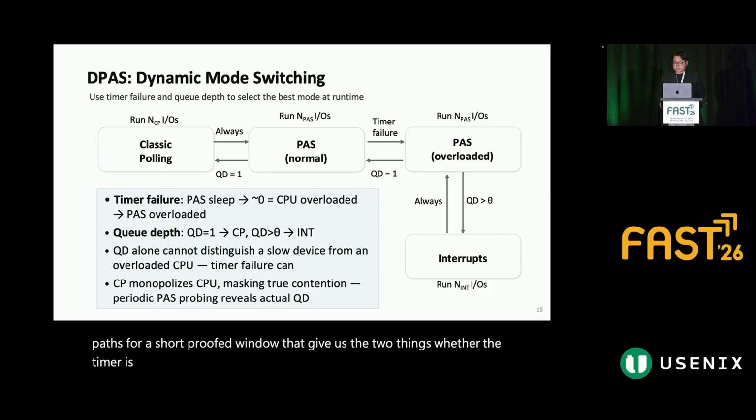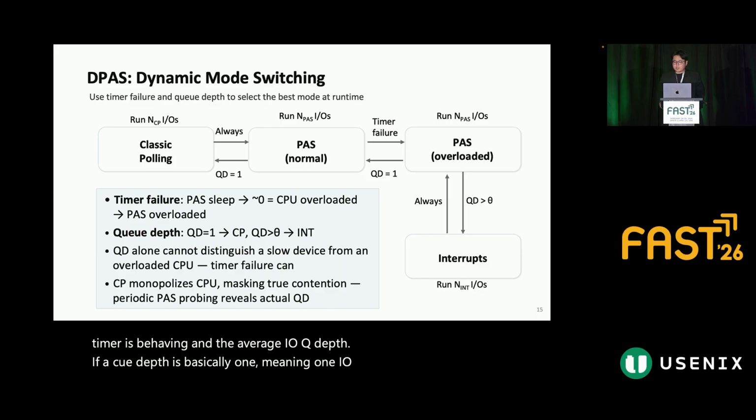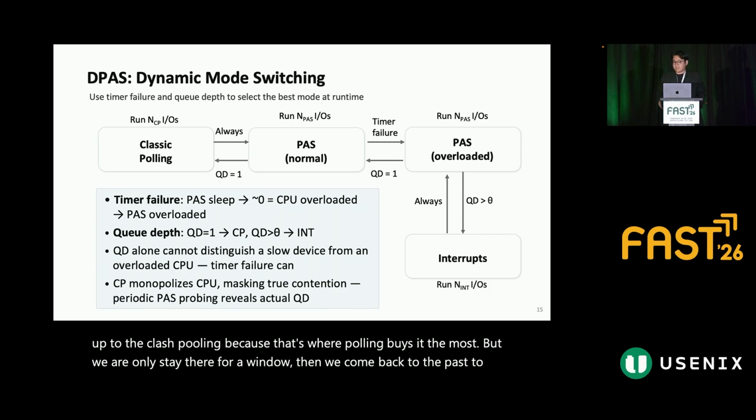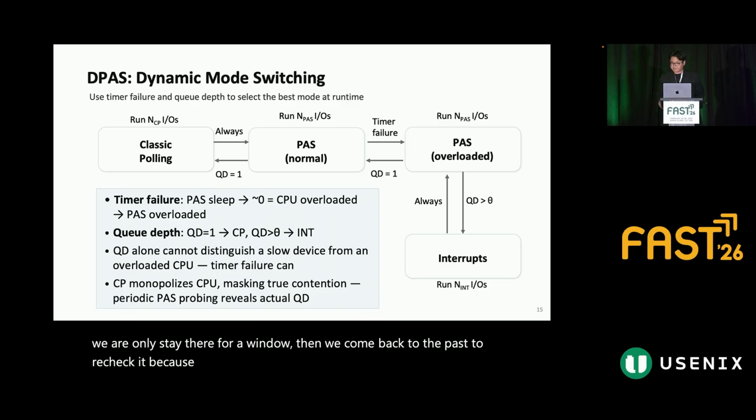If the queue depth is basically 1, meaning 1 I/O issuer on the core, we shift up to classic polling because that's where polling pays off the most. But we only stay there for a window, then we come back to PAS to recheck, because classic polling monopolizes the CPU and hides the contention.